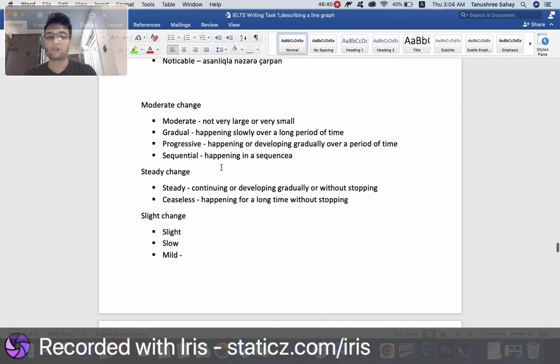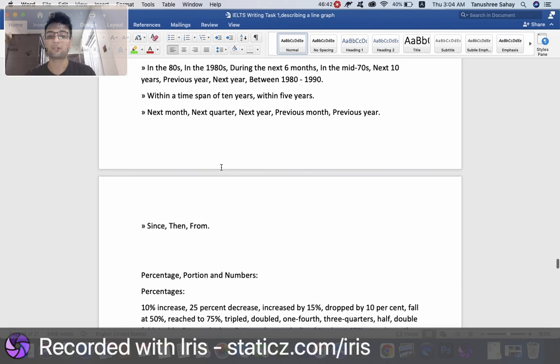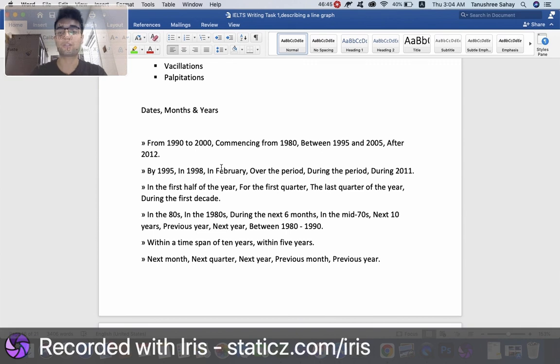Well, what else do we have here? Yeah, it's all the vocabulary. Also here: dates, months, and years. How can we use multiple choices for dates, months, and years? In the question we had from 1990 or from 2005 to 2015. You can say starting from 2005 or commencing from 2005, which is another word for the start. And you can say between 2005 and 2015, and after 2005, you can use these words.